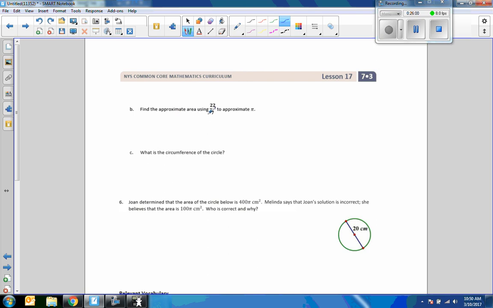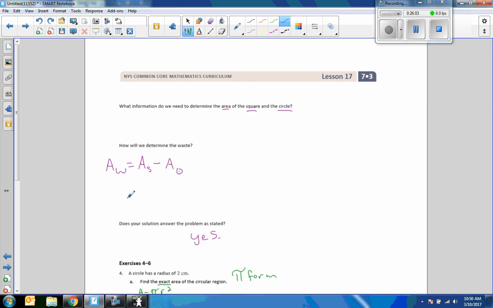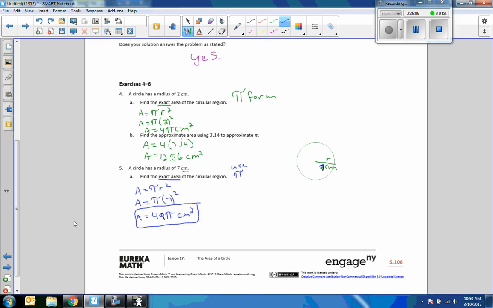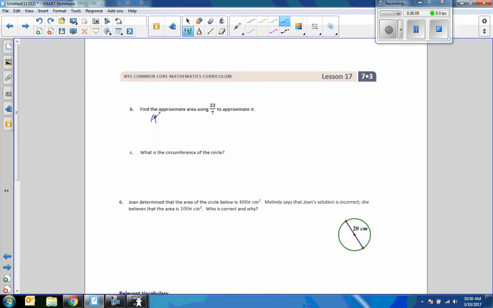Now it's saying find the approximate area using 22/7. So we're going to just take that last answer, 49 pi centimeters squared. Substitute in 22/7 for pi. And when I do that, think of 49 over 1. The 7 will go into 49 7 times. 7 times 2 is 14, carry the 1. 7 times 2 is 14, plus 1 is 15, so 154 centimeters squared.